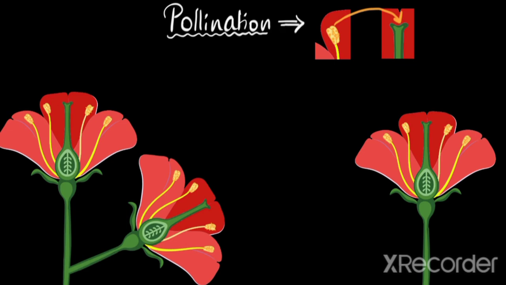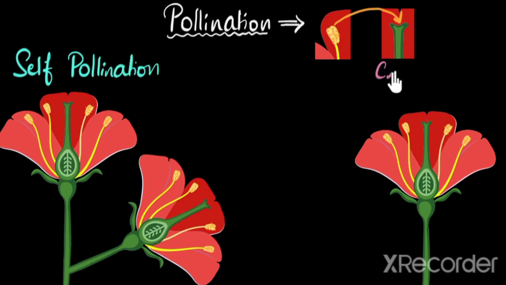Now, based on whether the pollen grains are transferred within the same plant or between two different plants, we can classify pollination into two kinds. The first one we'll call self-pollination, and the second one is cross-pollination. Let me just write that correctly. All right, cross-pollination. So let's start with self-pollination.